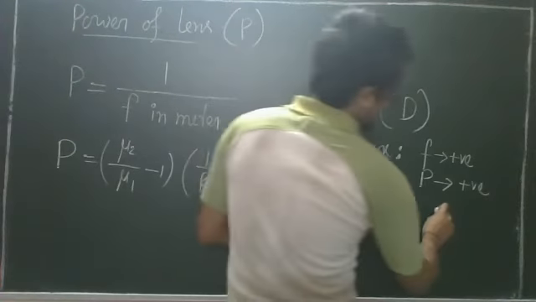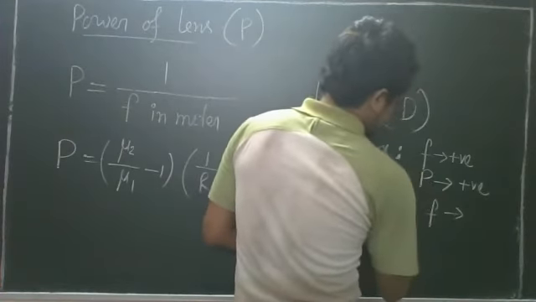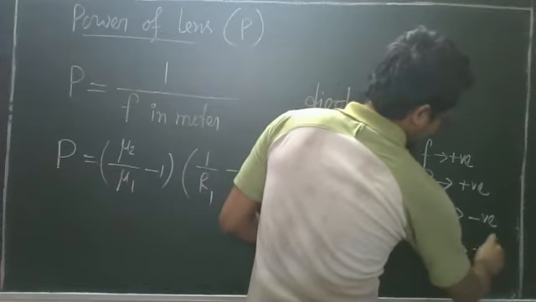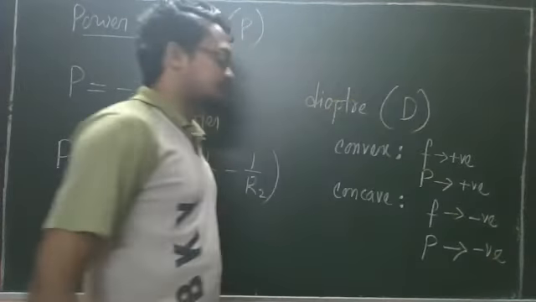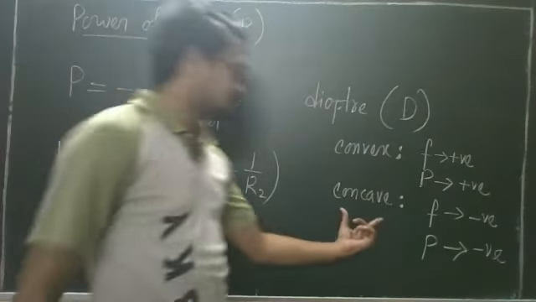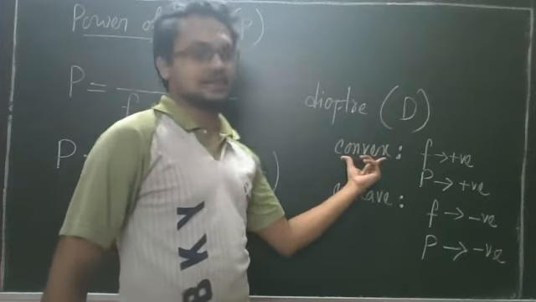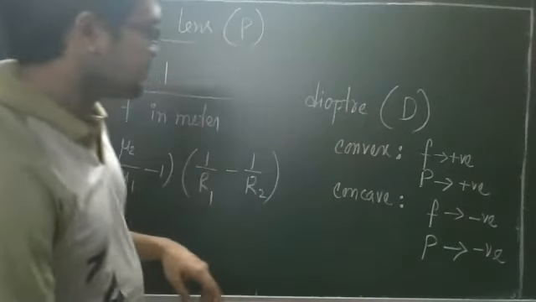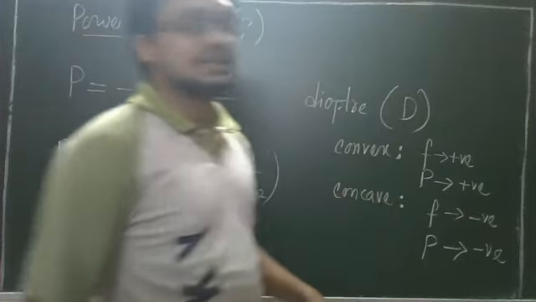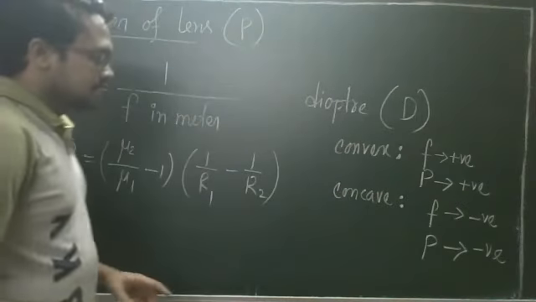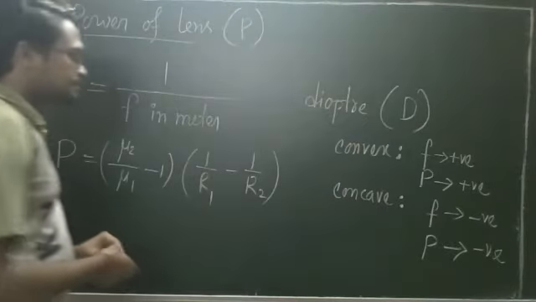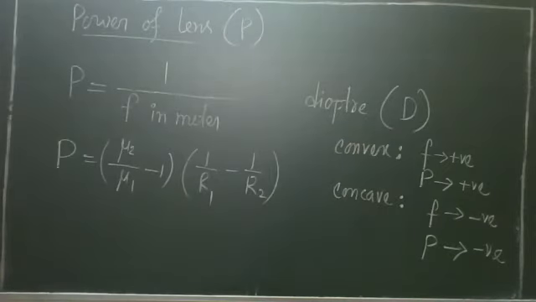For concave lens, f is negative, so power will also be negative. So negative power means we will understand the lens is concave, and another name of this lens is diverging lens. Another name of convex is converging lens. So power of a lens is positive means the nature of that lens is converging. Power is negative means nature of that lens is diverging. So these small points you all know.